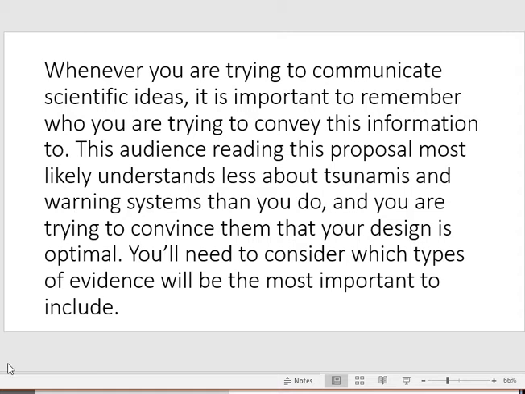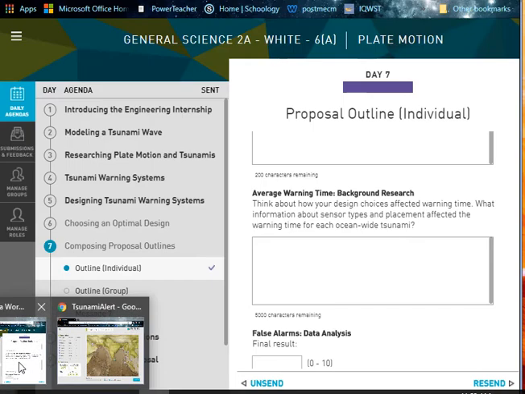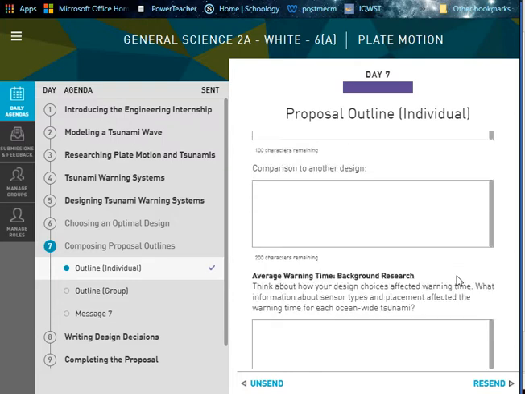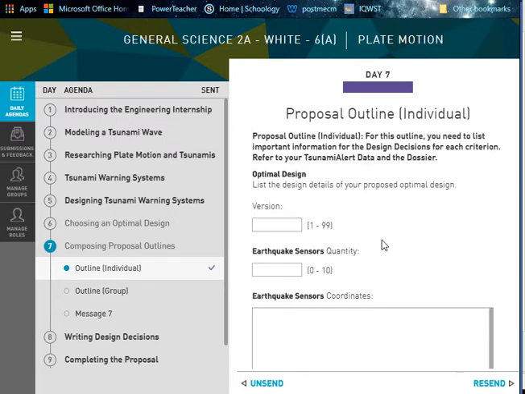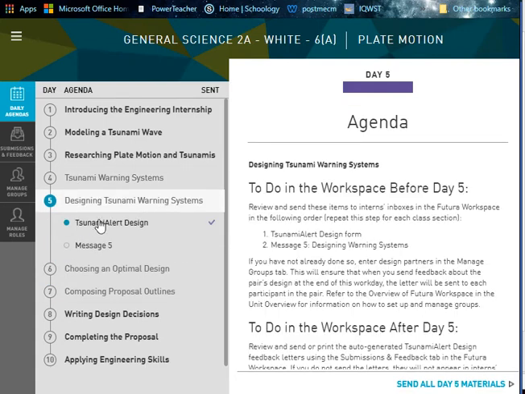So after you have tested and retested your design, you feel like you've got a pretty good design, and then you're going to open up your future workspace, and you'll find in your inbox a form that says proposal outline. This is probably one of 3 or 4 things that are in your inbox. Your screen is going to look slightly different than mine. And so what you'll notice, the first thing, is that it asks you for the same things that I asked you for in the tsunami warning system, which is just called Tsunami Alert Design.